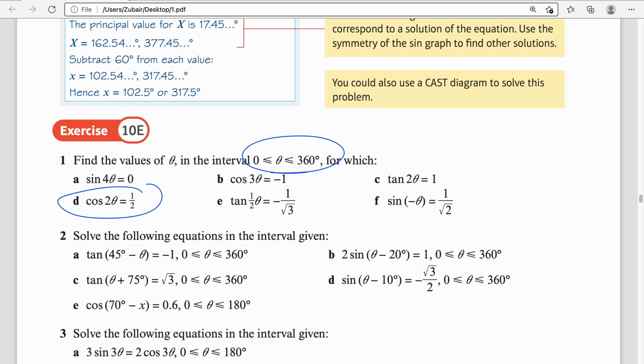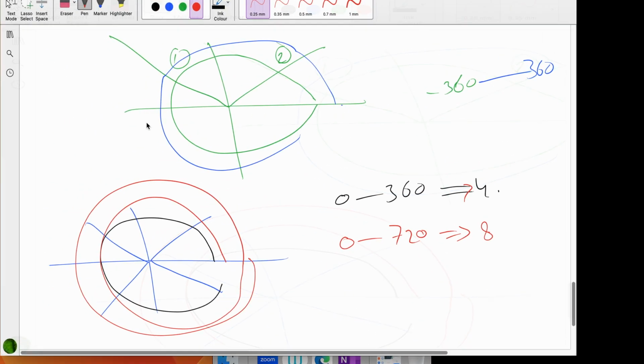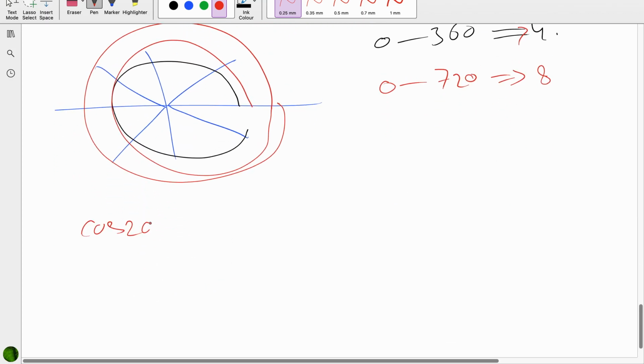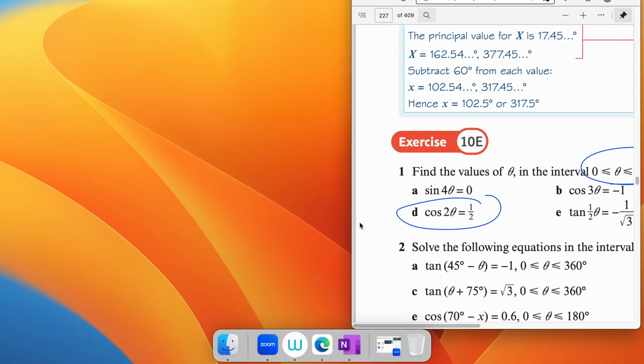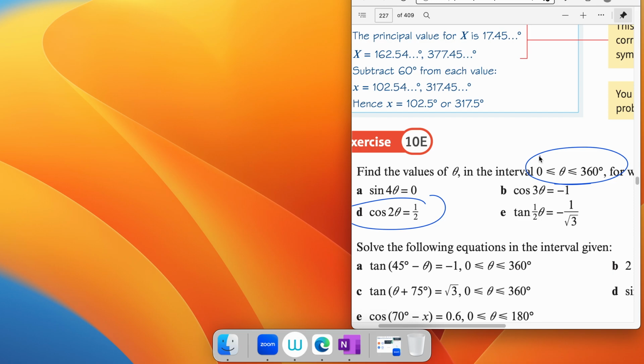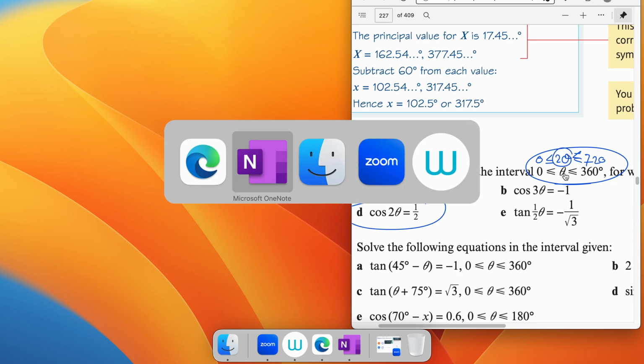Let me copy this on the other side. Cos 2 theta is 1 by 2, and we are solving from 0 to 360. Now this 2 theta is basically what we will be solving for, and the range for theta is 0 to 360. If I convert this for 2 theta, this would become 720. For 2 theta it is 720, for only theta it is 360.